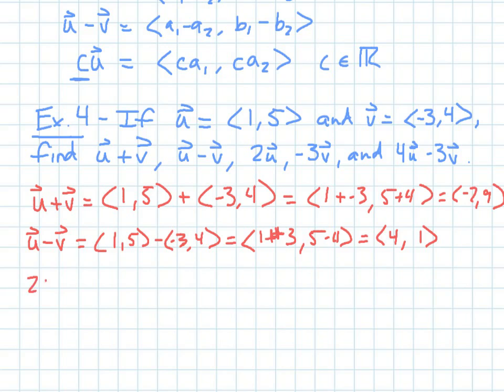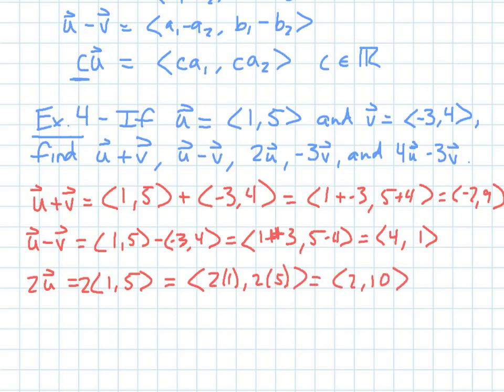And then here we're using our scalars, so if I multiply my vector of u by a scalar of 2, then that means it's 2 times 1, 5. So then 2 times 1, and 5 times 2. Okay, so that gives me 2, 10.